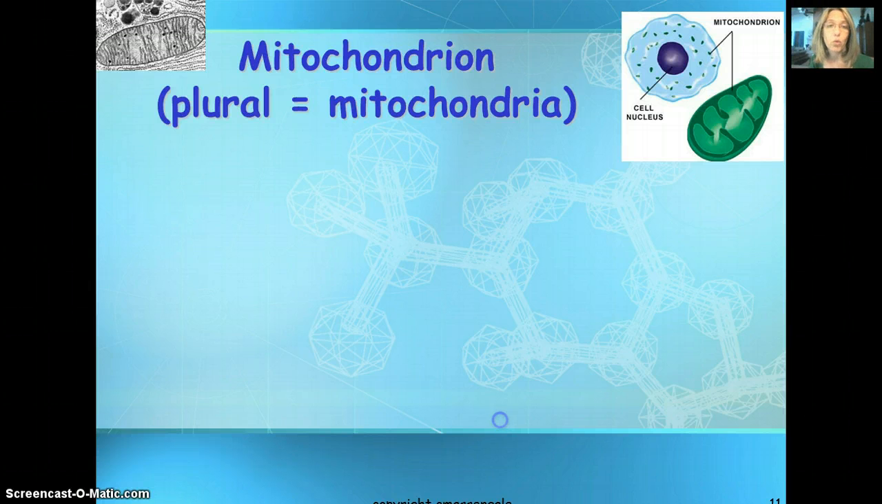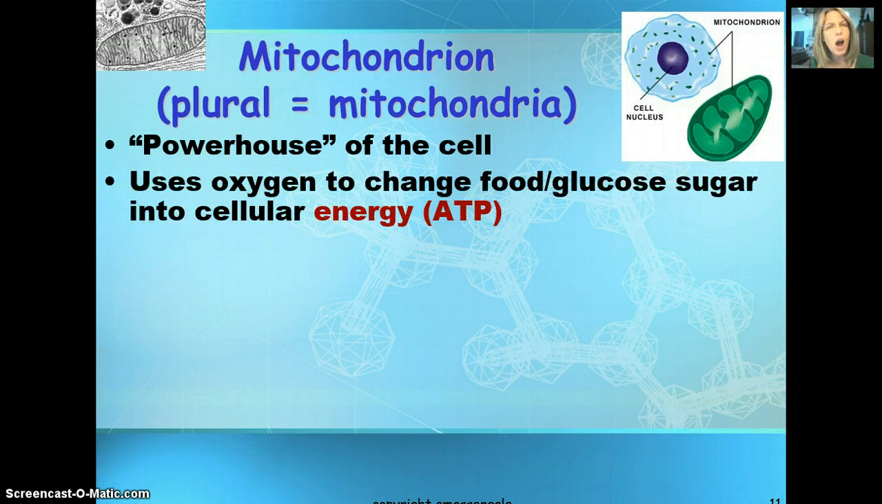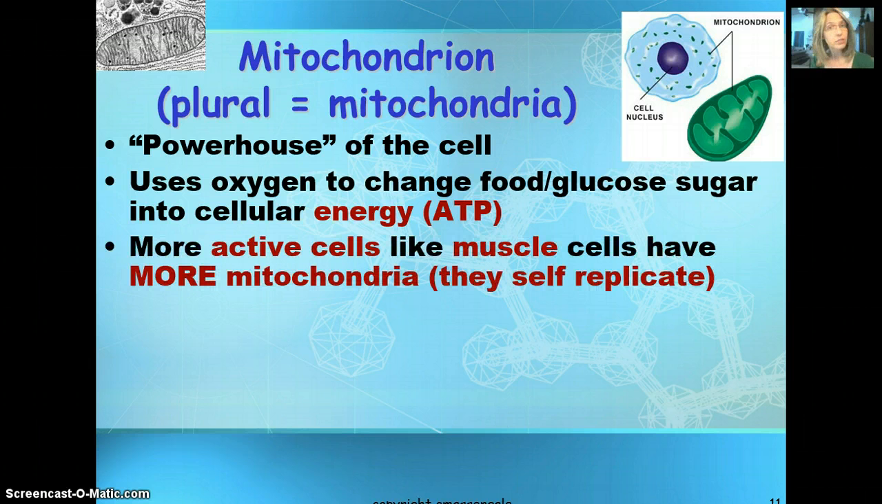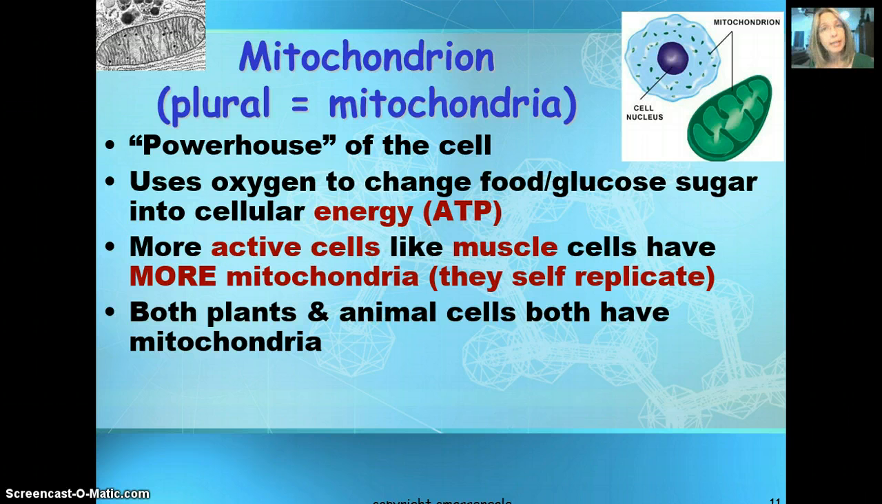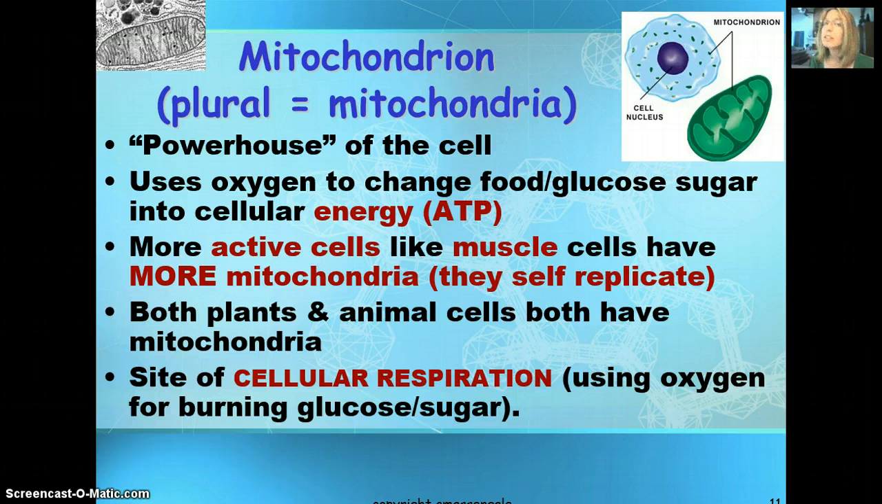Mitochondrion is another kind of organelle called the powerhouse of the cell. It uses oxygen to change food, mainly glucose, it's a kind of sugar, into cellular energy in the form of ATP. More active cells, like your muscles, have lots and lots of mitochondria, and both plant cells and animal cells have them. And this is where cellular respiration occurs.